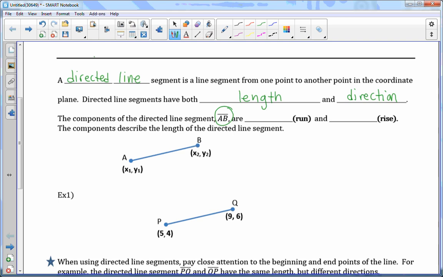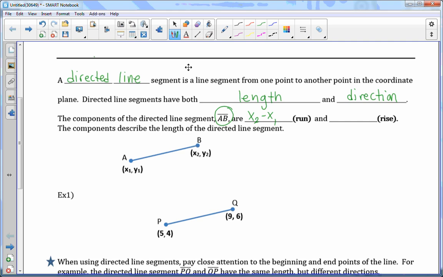So the run is the x's, right? The horizontal axis, running sideways, left and right. That's your x-axis. So x2 subtract x1 will tell you how far you run to the right. Going to the right should be a positive value, going to the left is negative, just like something else. X2 minus x1 should sound familiar in one of my formulas we've known for a few years.